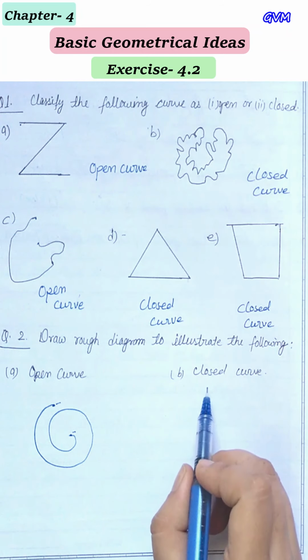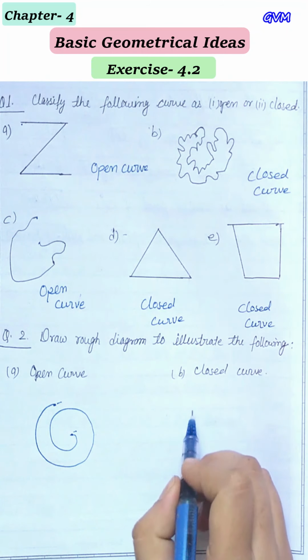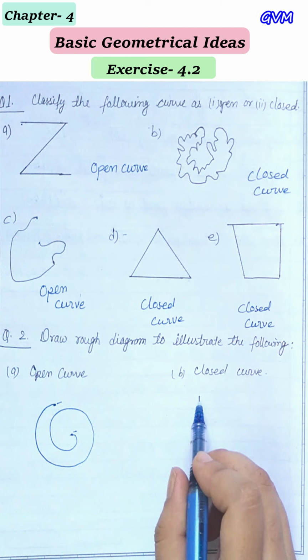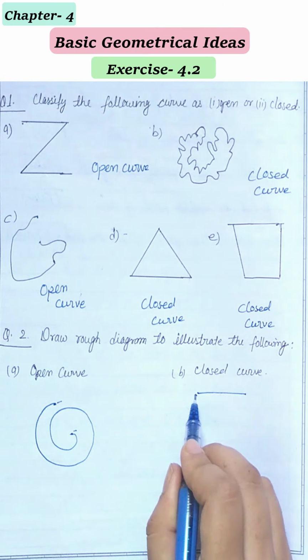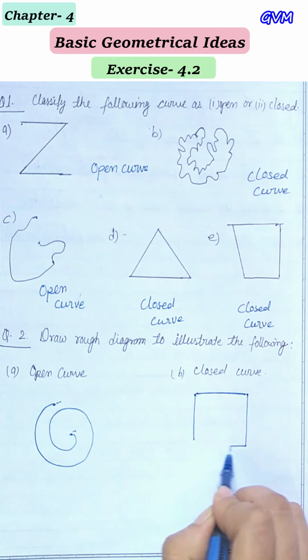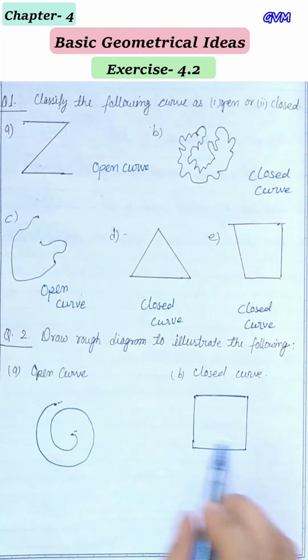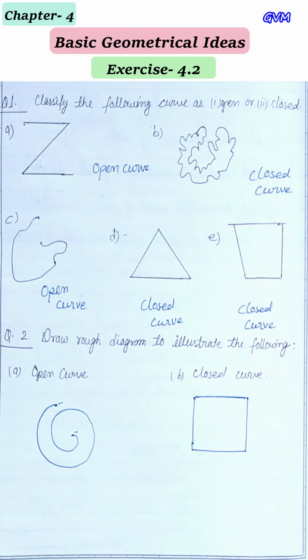Now B part, closed curve. So closed curve we know that endpoint and starting point are joined, so we can make any closed curve like this. Okay, so this is a kind of closed curve.